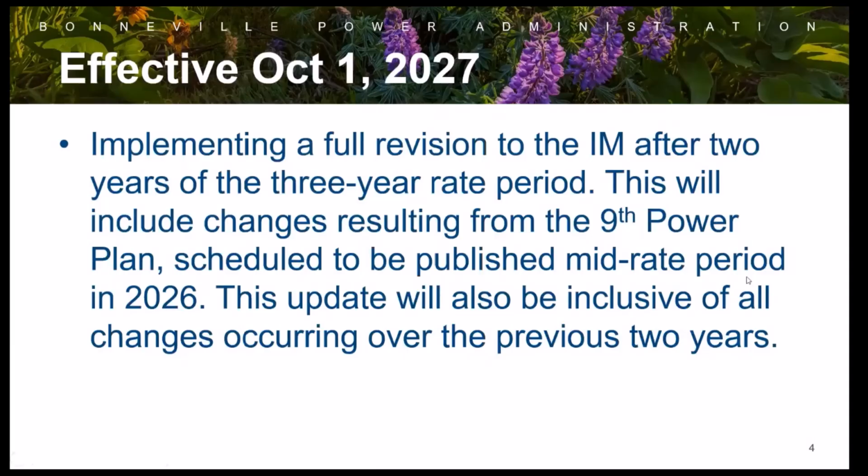It'll include changes resulting from the ninth power plan scheduled to be published mid-rate period in 2026. The update will also include all the changes occurring over the previous 2 years, so it'll cover those two periods. We'll have more information and more guidance as we get closer to this, but this is just the heads up that this is going to be coming in the October 1, 2027 version.